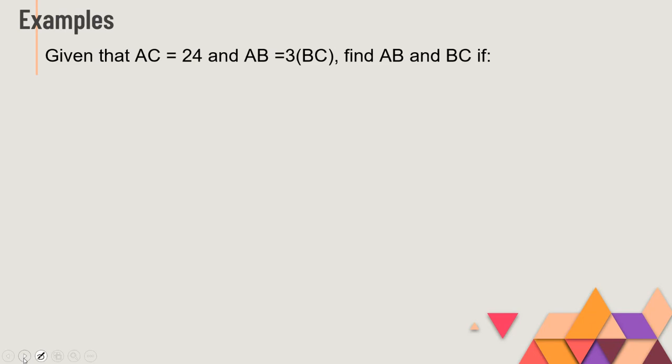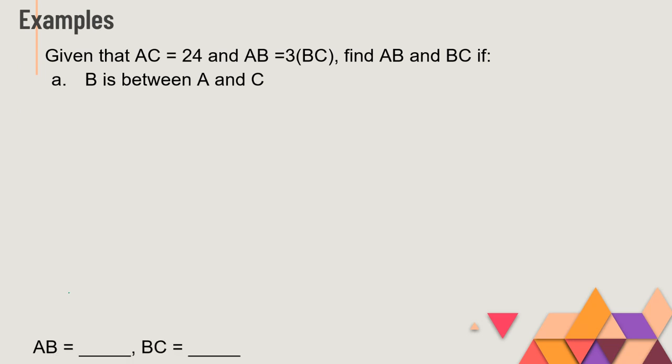All right, here are a couple more examples utilizing kind of what we've learned the last couple of days. So, given that AC is 24 and AB equals 3 times BC, find AB and BC if B is between A and C. So these are the kinds of questions, and why we're putting them in here has a lot to do with that. Draw a picture. If pictures are not given to you, draw.